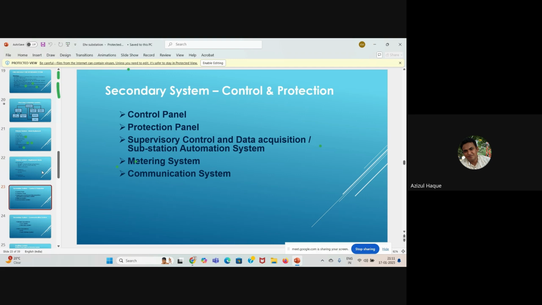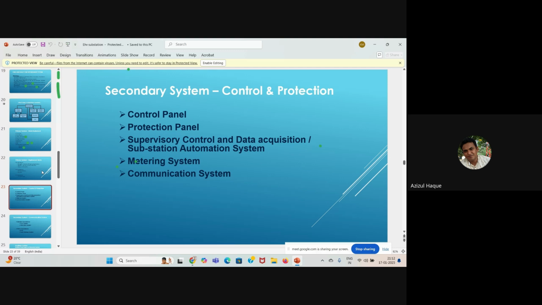Okay. Next is secondary system. Secondary system, we have many things, control panel, protection panel, supervisory control and data acquisition, that is SCADA, or substation automation system, or SAS. So another system is metering system and communication system.